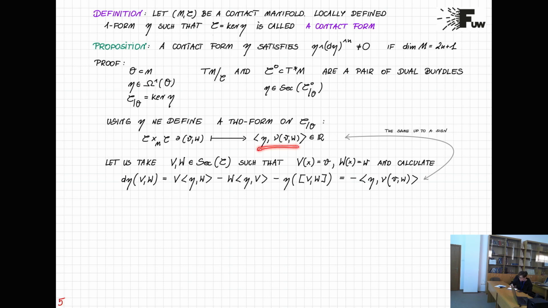And let us make sense of that. What is that? To see what it is, we take two sections of the contact distribution with the property that they have prescribed values at a point. Those two sections have prescribed values at the point under consideration, and we calculate.